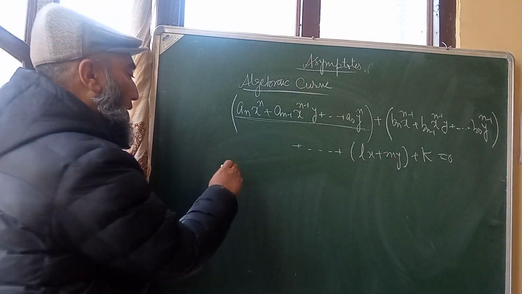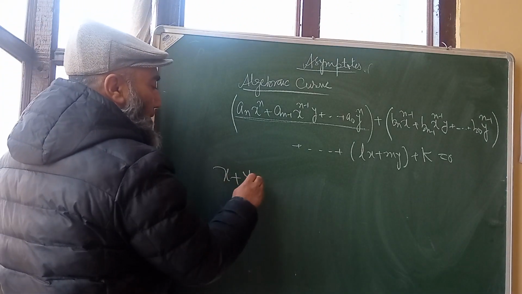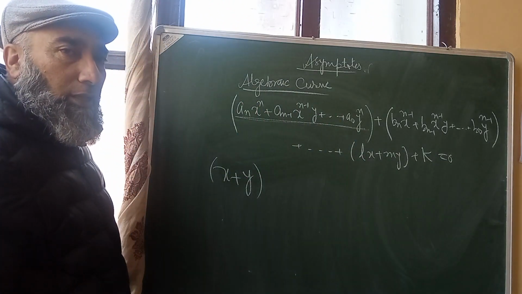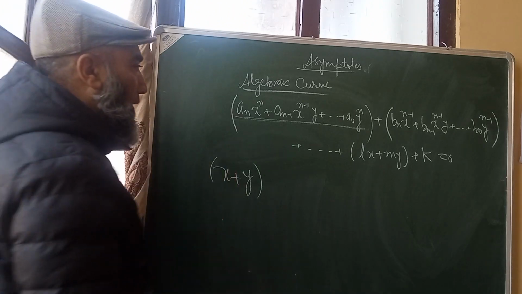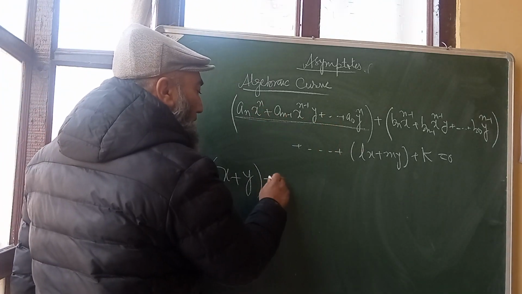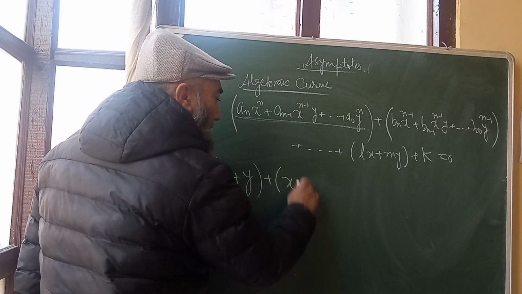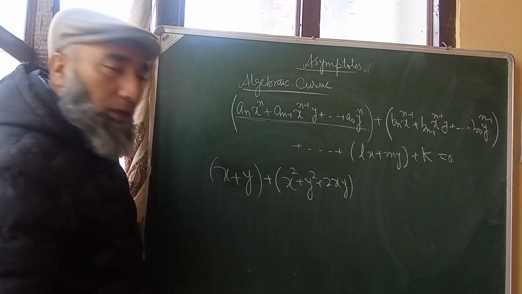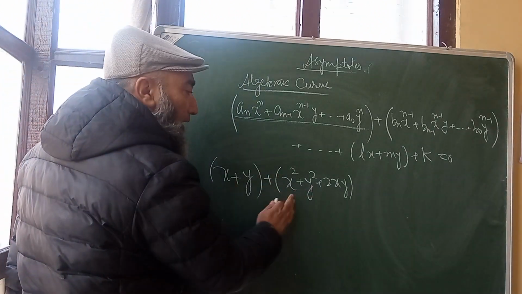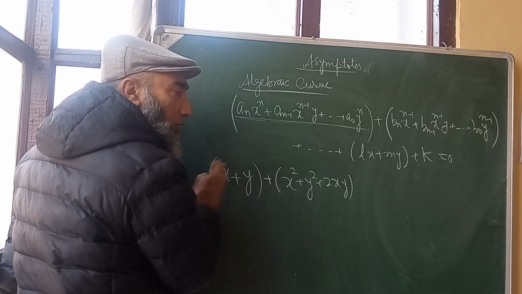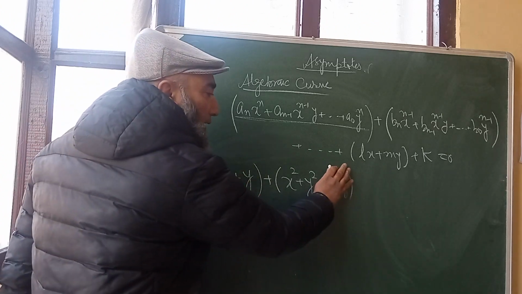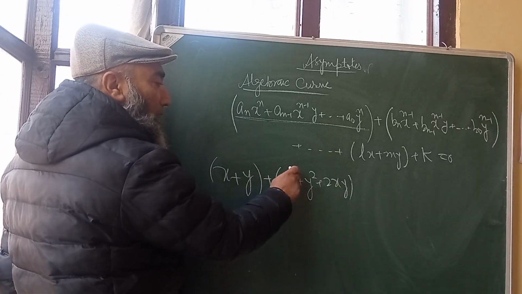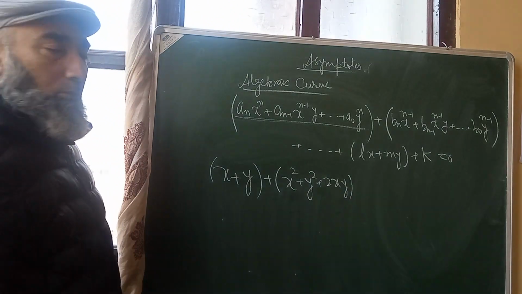For example, if we have a linear curve, say x plus y equal to 0, this is an equation of an algebraic curve of degree 1. Now, if I add x square plus y square plus 2xy, this is an algebraic equation whose degree is 2. Whether this factor is there or not, still degree is 2. As soon as there is a term of degree 2, the degree is 2.